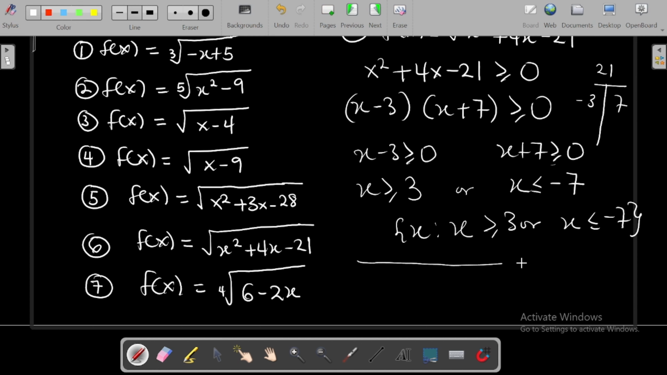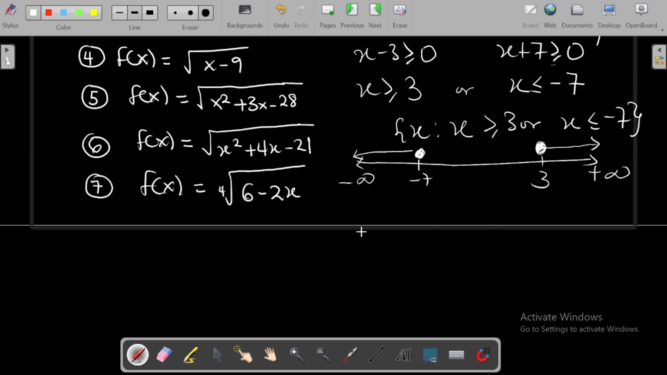Next, you can decide to draw your number line, negative infinity to positive infinity. You have negative 7 and you have 3. When you look at your negative 7, they are saying that less than or equal to negative 7. So it means that you have what? A closed circle. And it goes to the side. And then for greater than or equal to 3, equal to closed circle, so it goes this way.